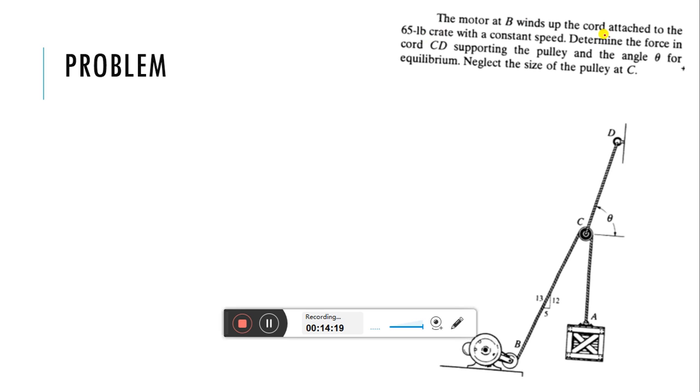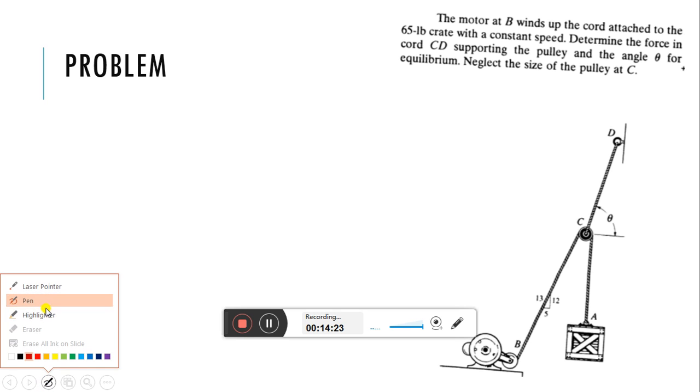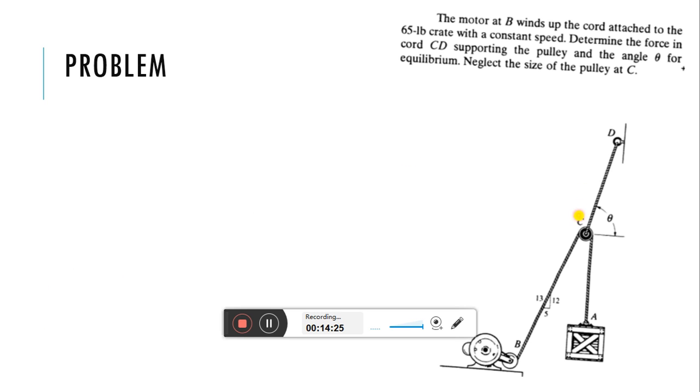Okay, so in this cord CD, we need to find out the force. This is the cord CD. So here you need to find out the force supporting the pulley at the angle theta for equilibrium. Also you need to find out this angle. Okay, for equilibrium, force in CD and angle theta. Neglect the size of the pulley at C.